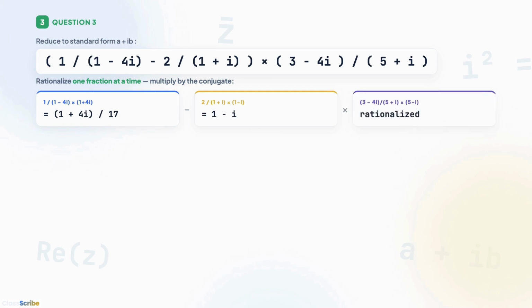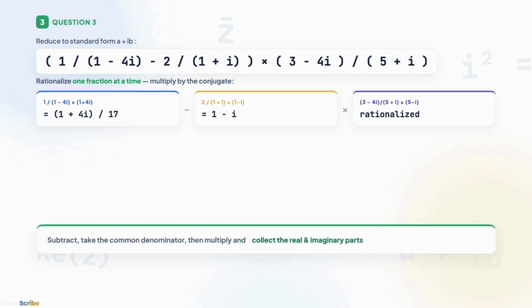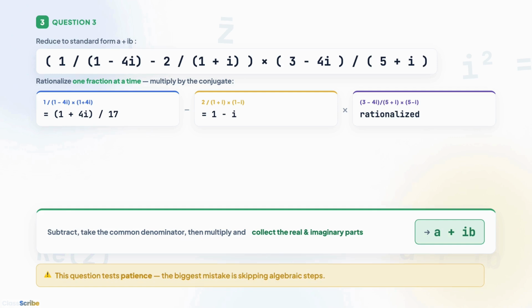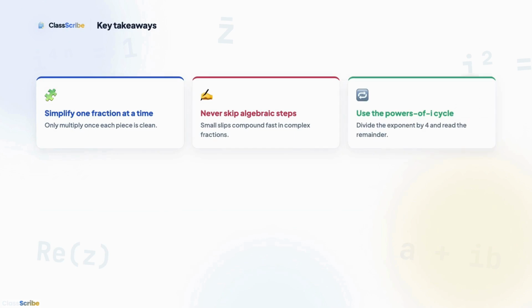Now subtract these two expressions. After taking the common denominator and simplifying, multiply the result by 3 minus 4i divided by 5 plus i. Again, rationalize the denominator by multiplying with 5 minus i. After simplifying carefully and collecting the real and imaginary parts, we finally obtain the answer in the form a plus ib. This question mainly tests your ability to simplify complex fractions patiently. The biggest mistake students make is skipping algebraic steps. So always simplify one fraction at a time and only then perform multiplication.